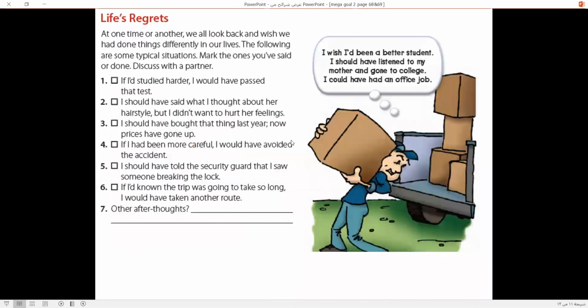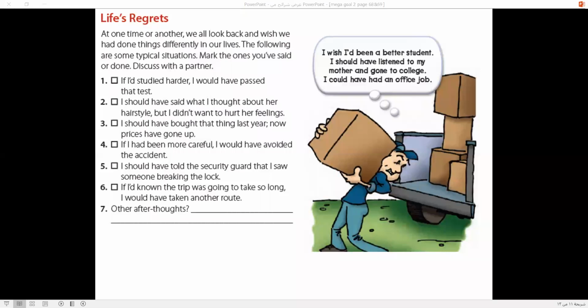Right. Here we have something related to the grammar that we're going to take tomorrow. I need you just to have your pen with you while you listen and check if this thing happened to you before or not. Life's regrets. At one time or another, we all look back and wish we had done things differently in our lives. The following are some typical situations. Mark the ones you've said or done. Discuss with a partner.